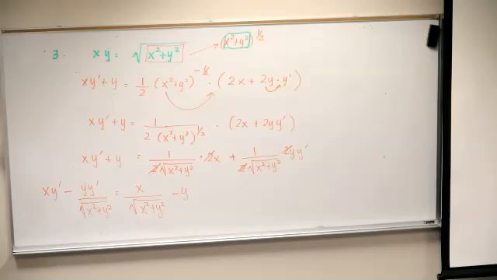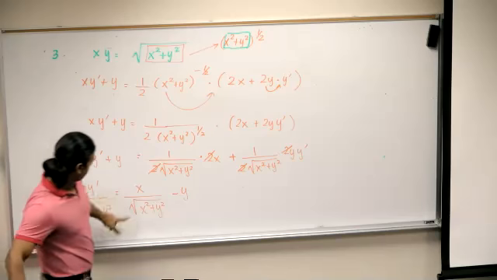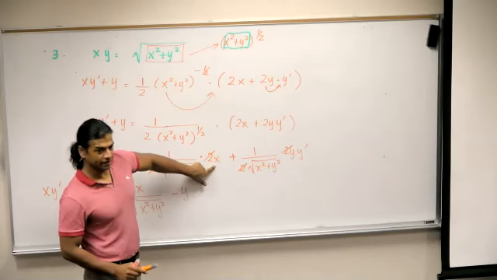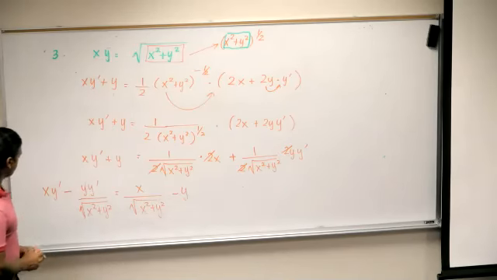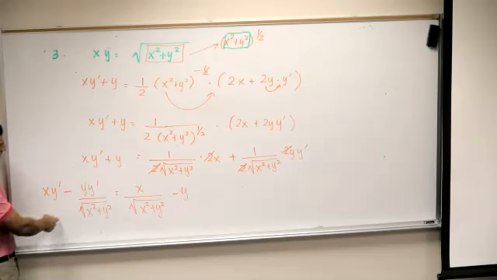Why does it become x over x squared? Because there is an x. Do we have a y prime in common? Yes.